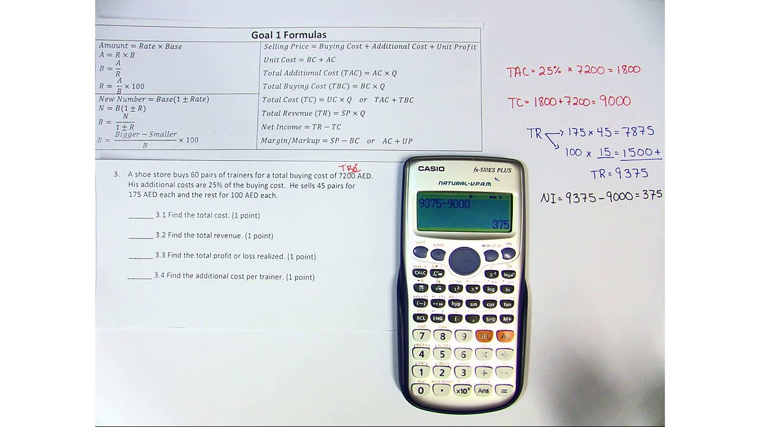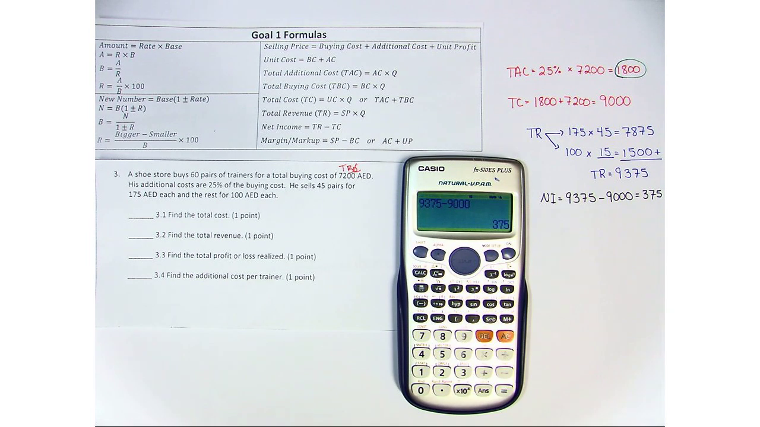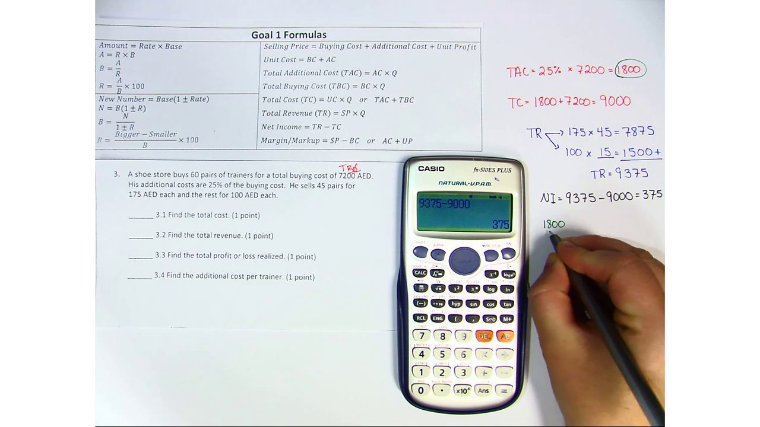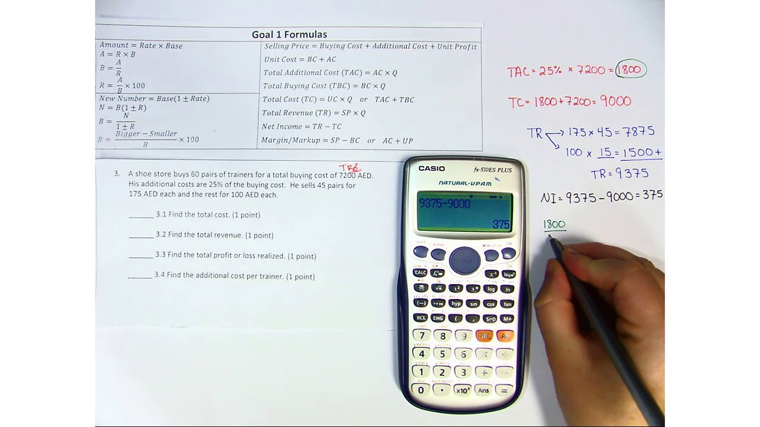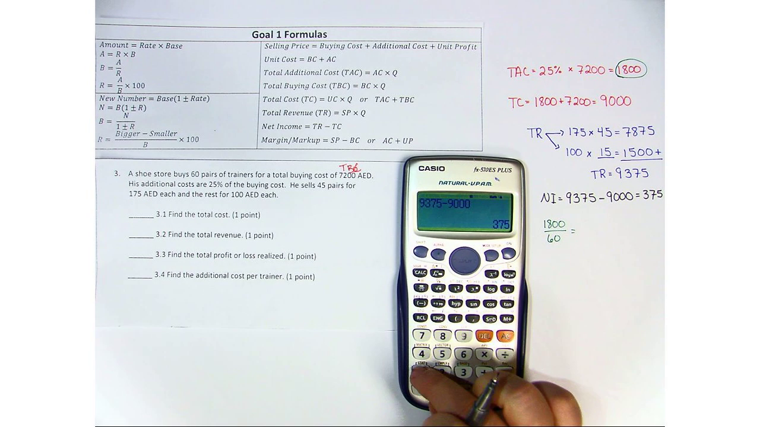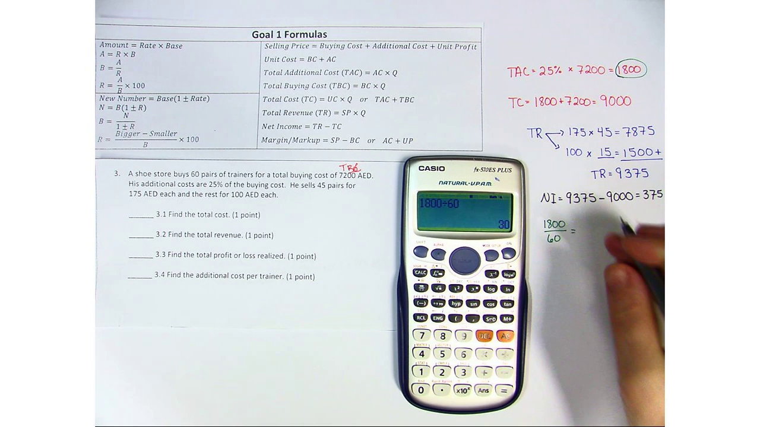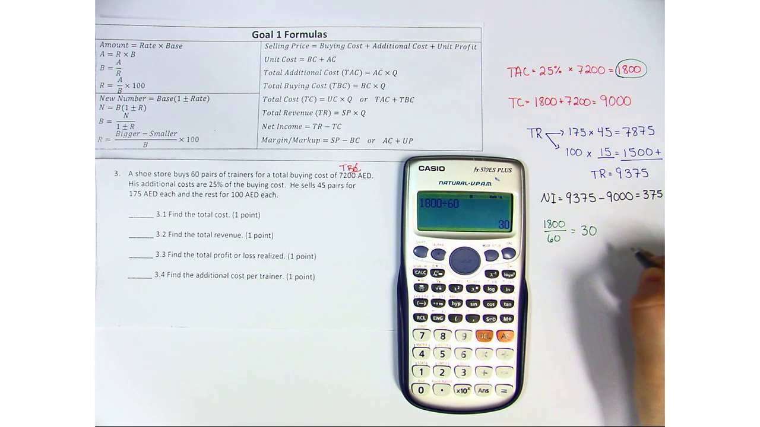And then the last question that was asked, here I'll move that over so you can see it, was find the additional cost per trainer. So they're looking for the unit additional cost. Now we have the total additional cost was 1,800. So to find our unit cost, we have to take our total additional cost and divide by the number that we had, in this case, 60. So our total additional cost divided by the 60 pairs of shoes means that each pair of shoes had an additional cost of 30 dirhams.